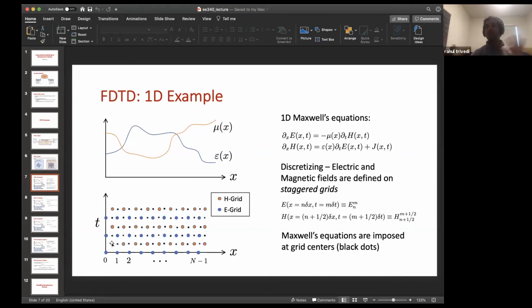But in 3D, you need to sample all the different components. So it becomes a slightly more complicated sampling scheme. It's called the Yee lattice. If you're interested, you can look it up. I won't show you the full-blown 3D thing, but the idea is the same.